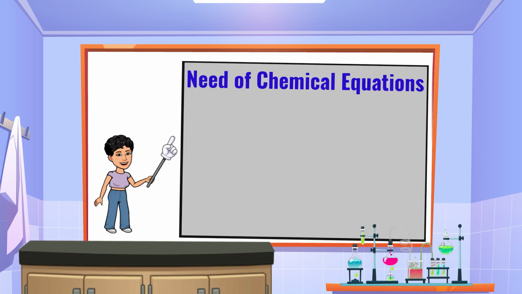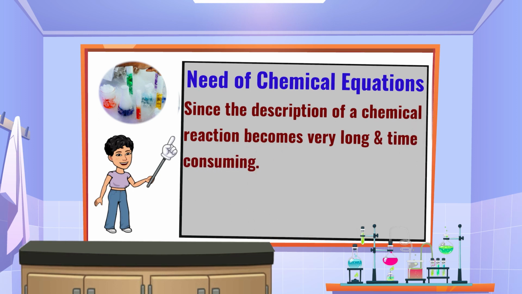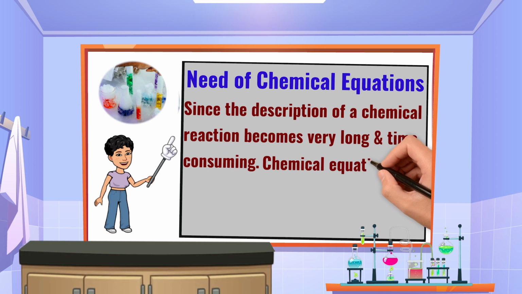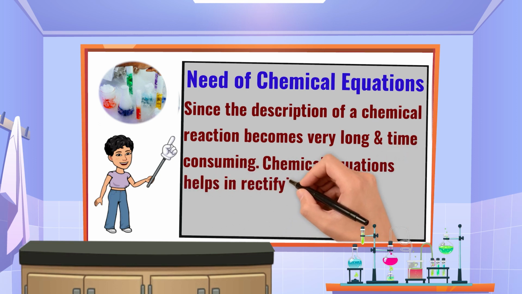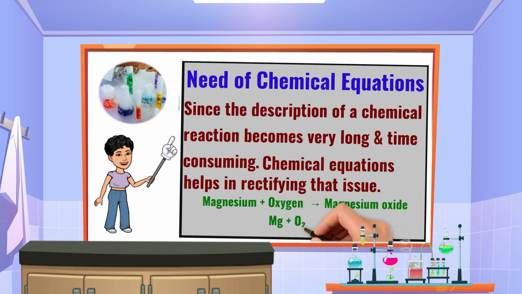Let's ask a question. It is sometimes very time consuming to write the proper recipe of the soup. So just like that, the description of a chemical reaction becomes very long and time consuming. So here chemical equations come to the rescue. For example, magnesium metal when reacted with oxygen gas forms magnesium oxide, where Mg and O2 are reactants, that is, magnesium and oxygen are reactants and magnesium oxide is a product.